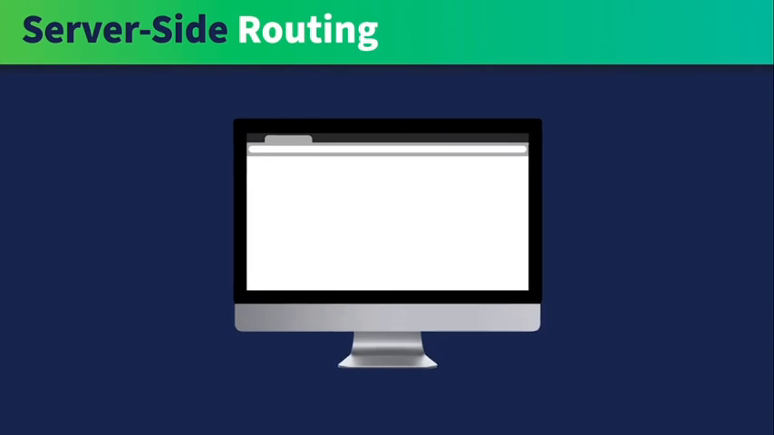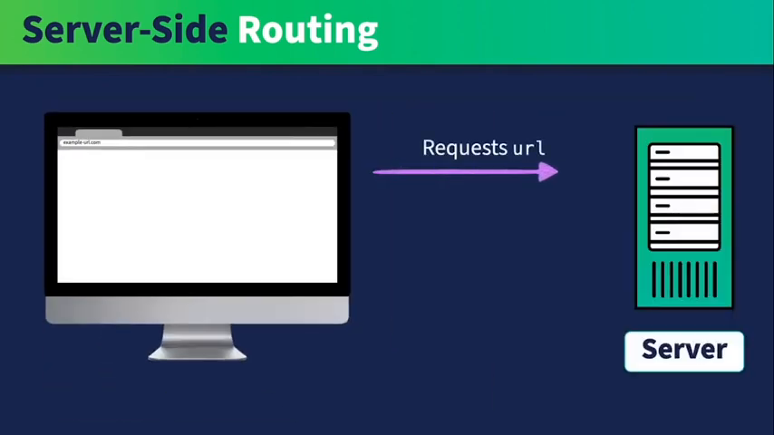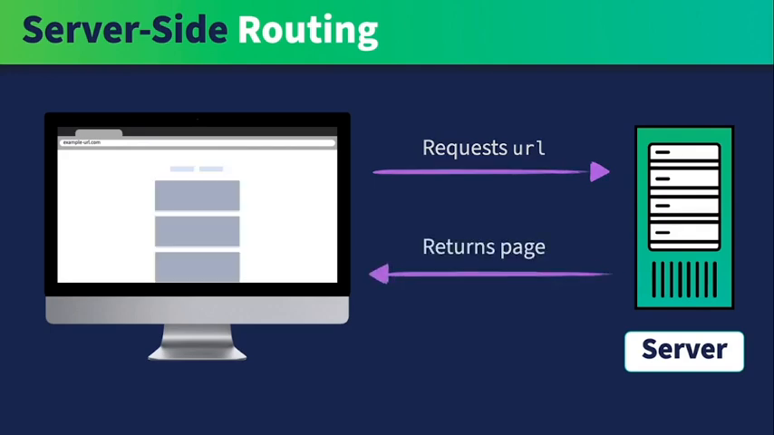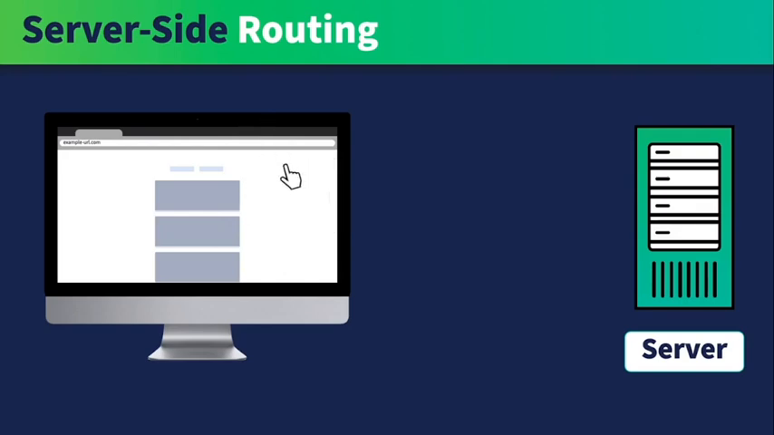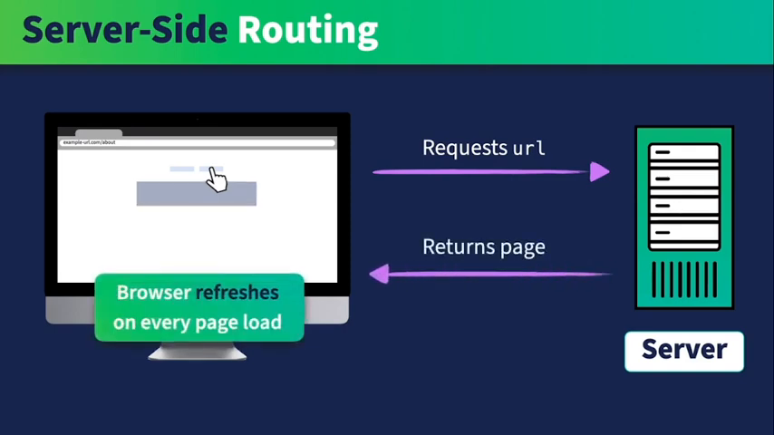differs from it. With a traditional server-side routed app, a user types in a URL, the browser requests the URL from the server, and the server returns the page. If the user were to click on a link on that page, the browser would request that URL and return the new page, refreshing on every page load.